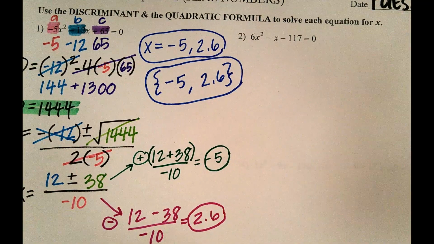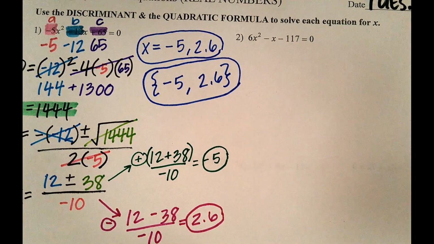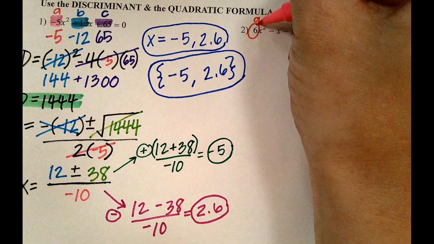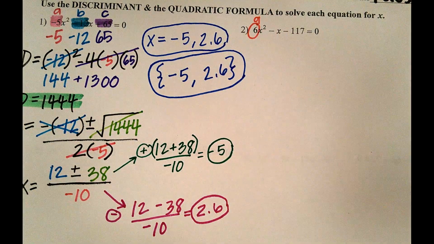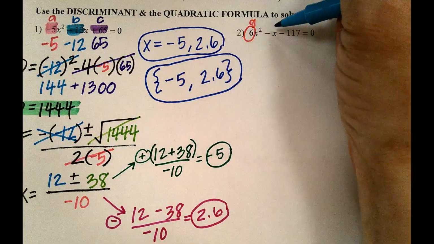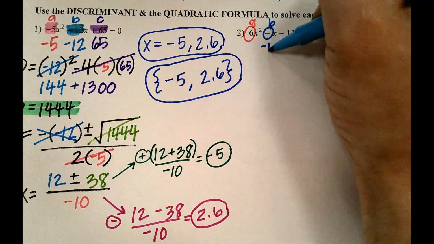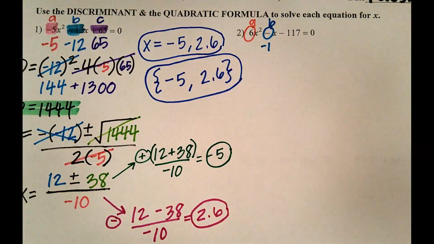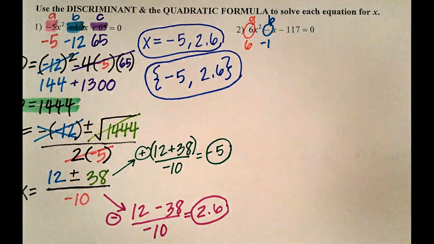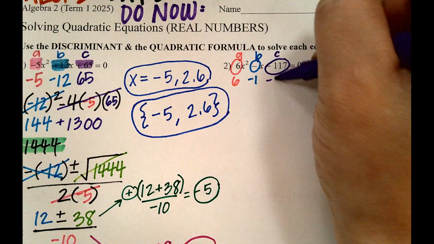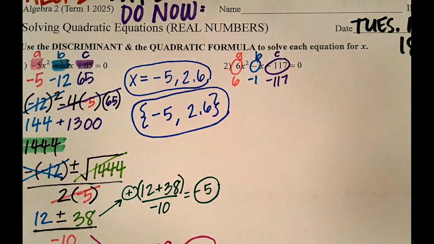So let's identify A, B, C. What's my A? 6. My B. B is negative 1, right? Good. B is negative 1. And C, what is C? Negative 117. Yes, include that negative. Negative 117. Okay, so there's my A, B, C.